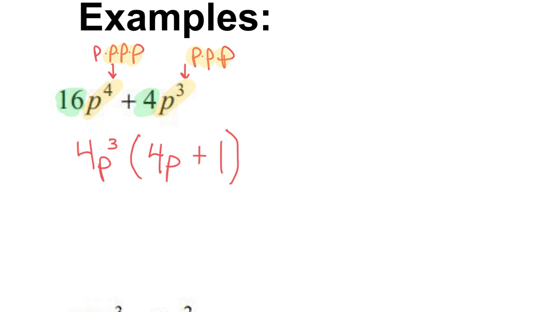Again, you can double check yourself by redoing your multiplication. 4 times 4 is 16, p to the fourth. 4 times 1 is 4, p to the third. And so that all matches up the way I needed it to. All right, on to the next one.